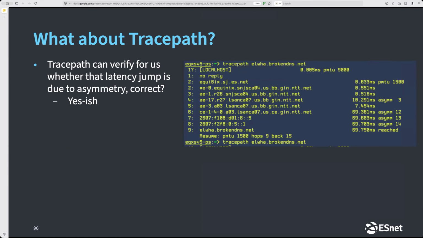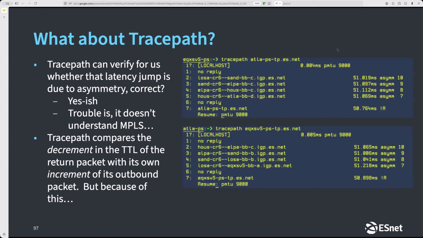So what about Tracepath? A lot of people use Tracepath, and one of my motivations actually is to talk about why I think Tracepath is not quite the tool you think it is. Part of the reason is that Tracepath tries to show us that asymmetry. One of the value adds that it provides is it tries to guess asymmetry. You can see it does that in this very asymmetric path that I showed earlier. If I run Tracepath, it does show me the asymmetry. But it also shows a bunch of asymmetry in other situations where there's clearly not asymmetry.